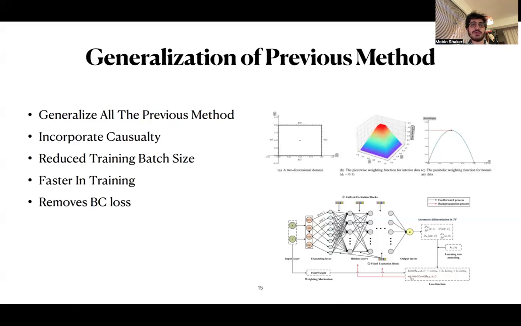And also the method incorporates causality internally, and it has a reduced training batch, which are all better points compared to PINN, and it is faster in training, and also it removed the boundary condition. So hopefully it will be better for more highly nonlinear equations.